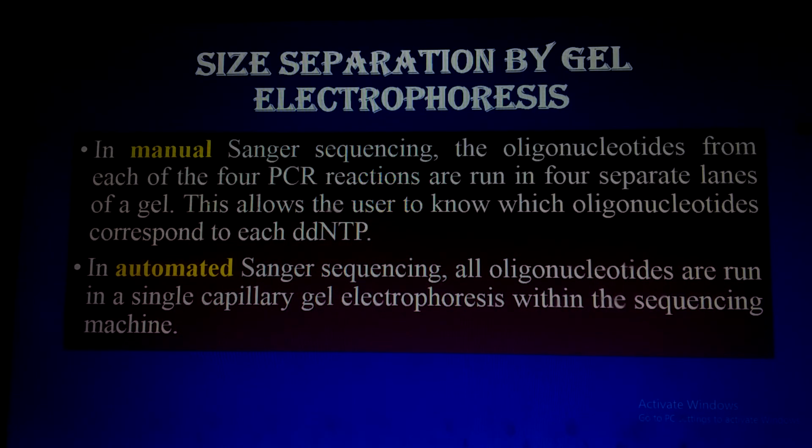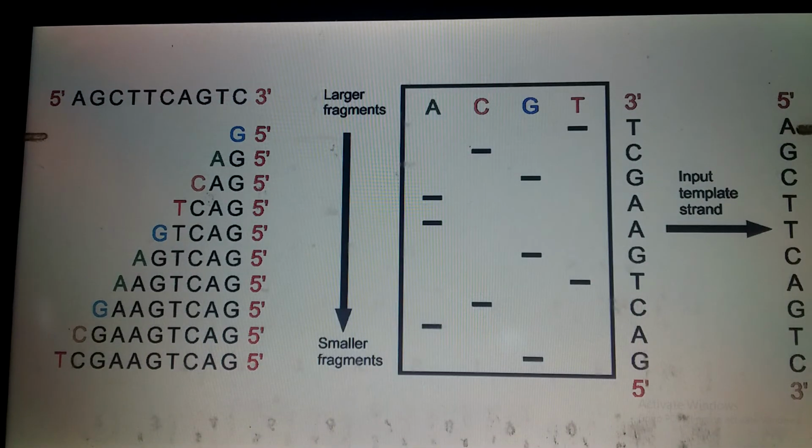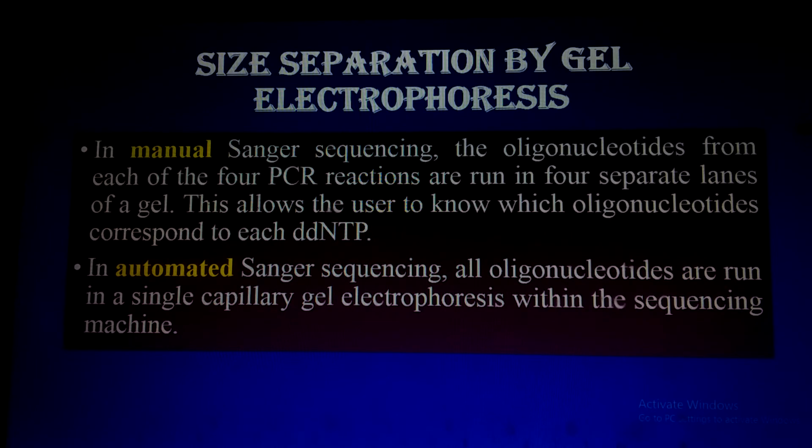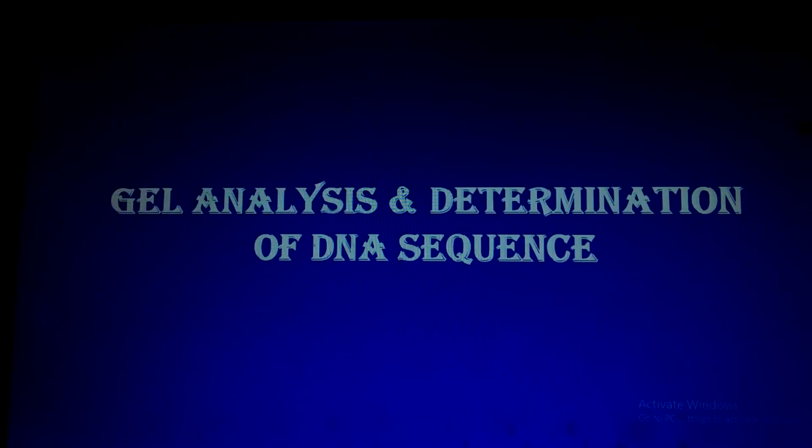Now, size separation by gel electrophoresis, manually and automated. How? In manual Sanger sequencing, the oligonucleotides from each of the four PCR reactions are run in four separate lanes of a gel, as you can see here: A, C, G, T. This allows the user to know which oligonucleotides correspond to each ddNTP. In automated Sanger sequencing, all oligonucleotides are run in a single capillary gel electrophoresis within the sequencing machine. I will show you here.